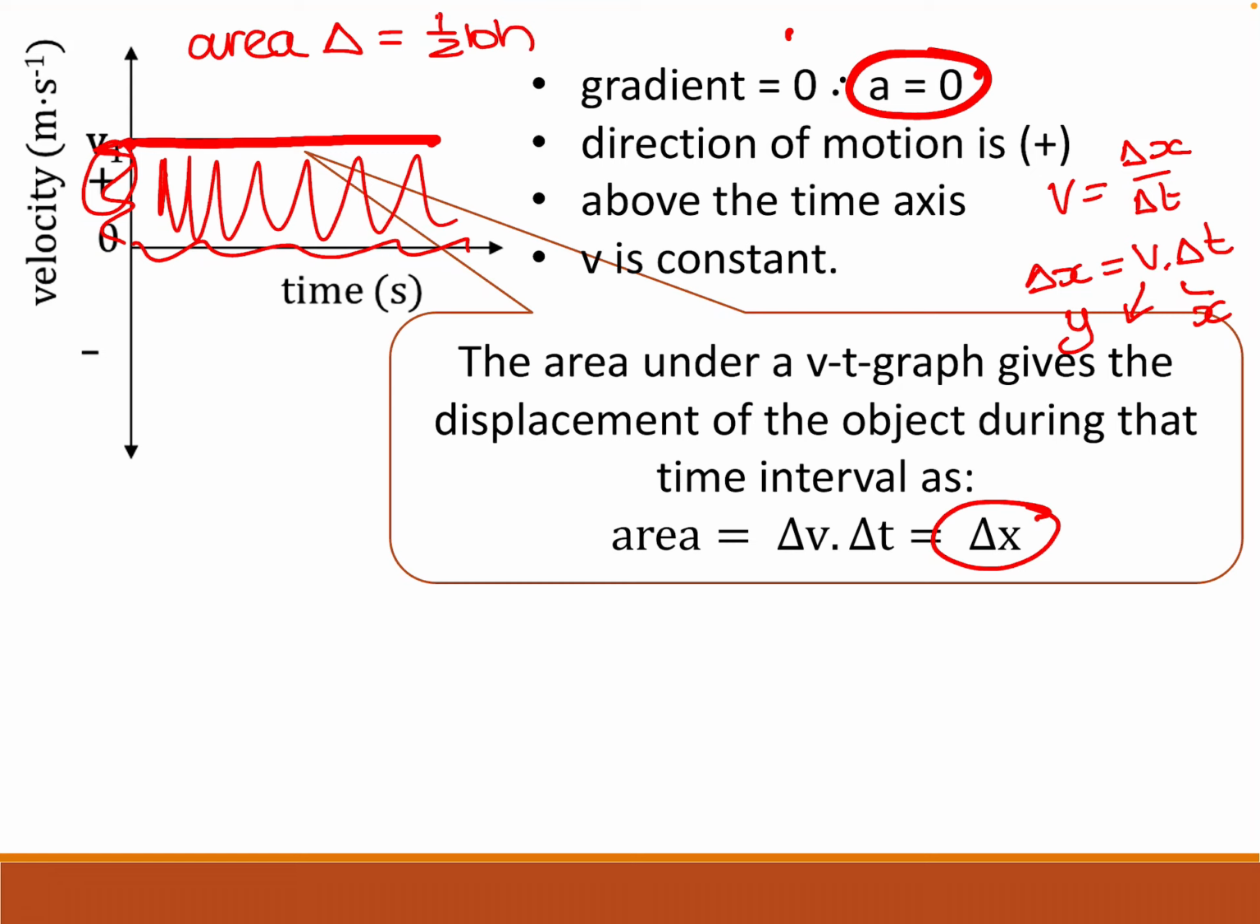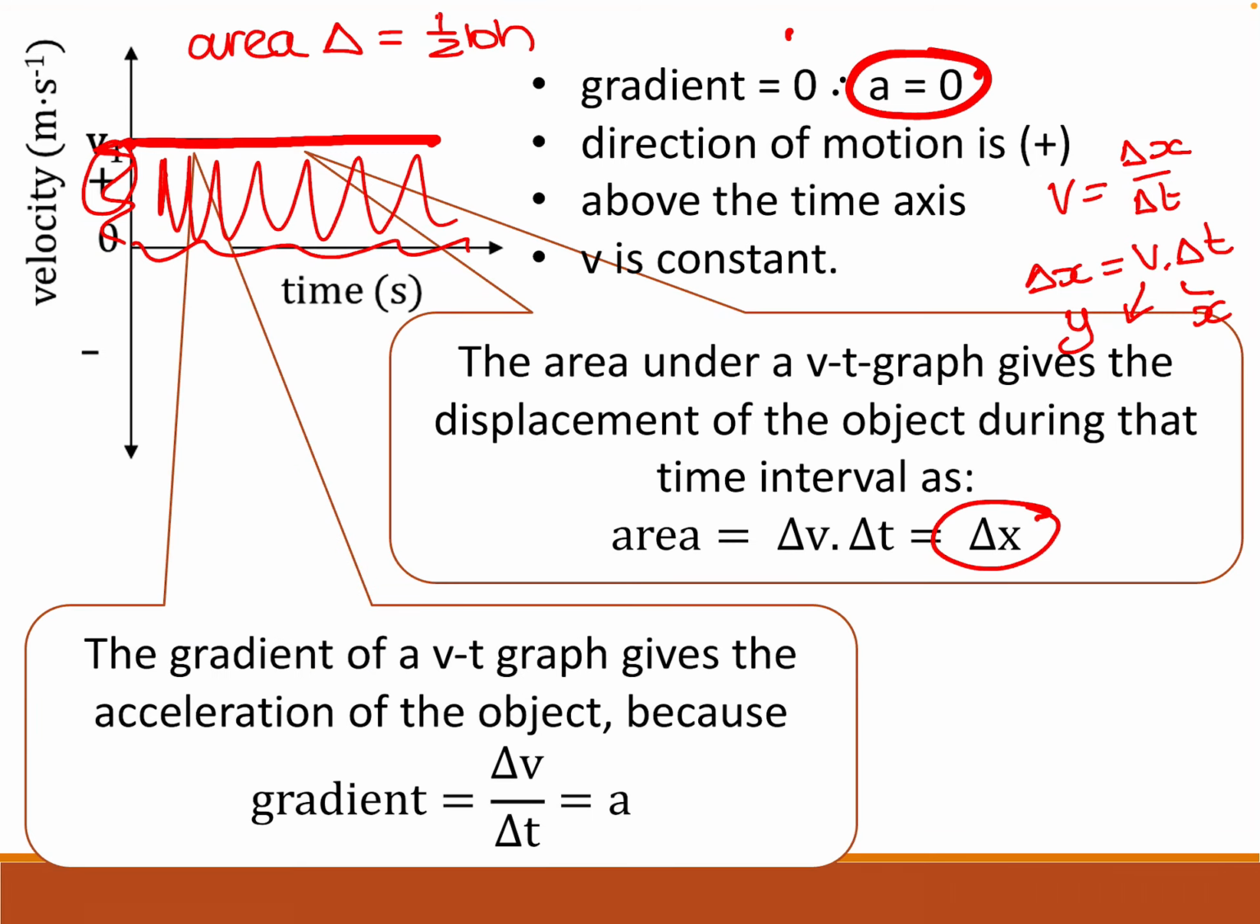Very, very important. So, the gradient, we just saw it with the last graph. The gradient gives me acceleration. Okay? The acceleration time graph, now you need to make sure I can see that line. There's no acceleration.